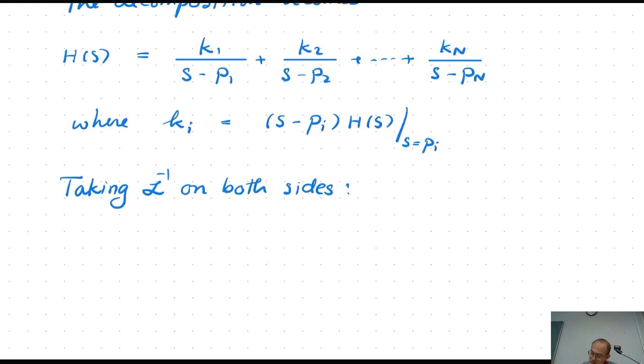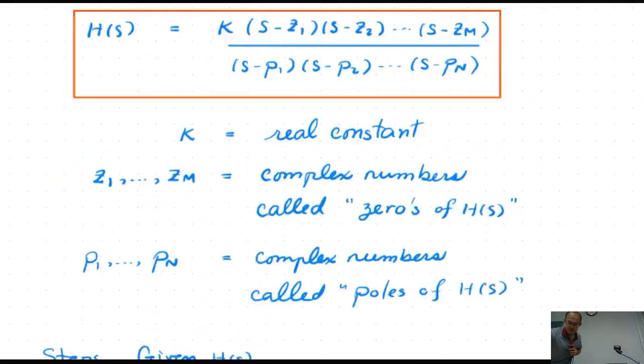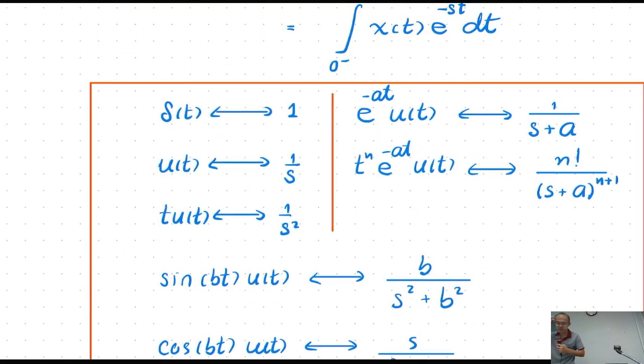The left-hand side would be h(t), right? The left-hand side here, this is H(s), right? So if you take the inverse Laplace transform, it becomes h(t). Now on the right-hand side, each term is an exponential term. Remember this. Go back here. See, this is s plus a, right? 1 over s plus a corresponds to e to the negative at u(t), right? Keep this in your head.